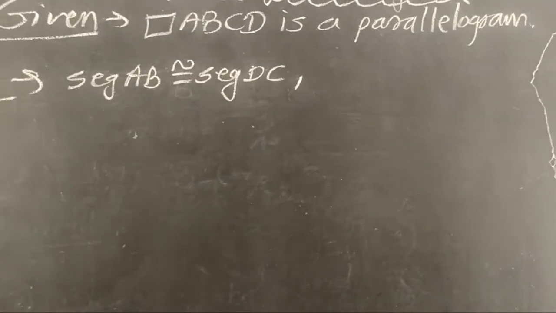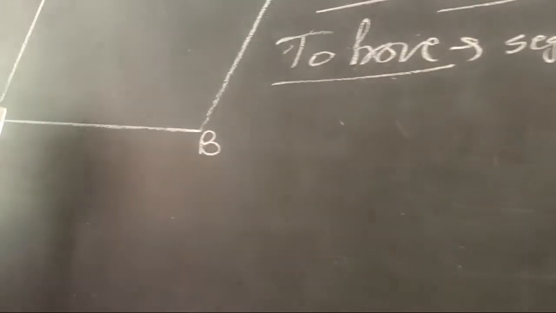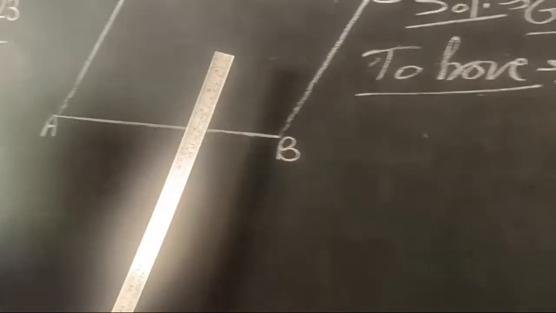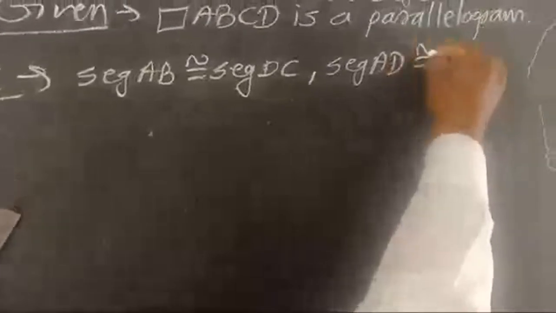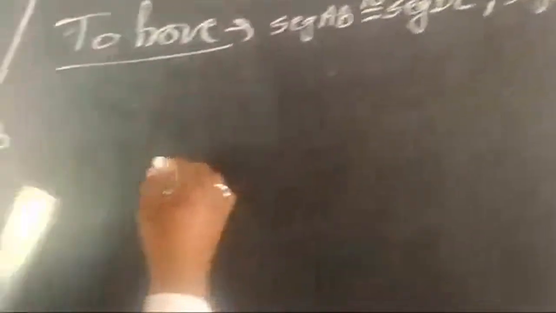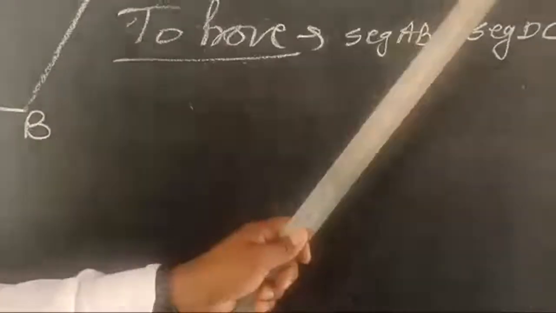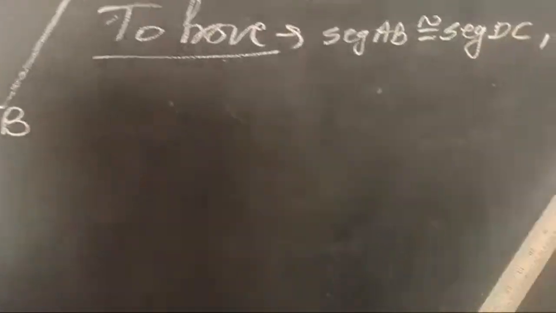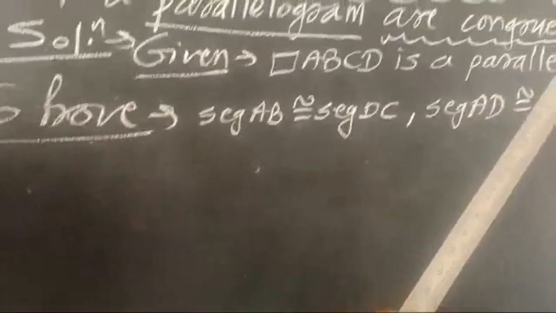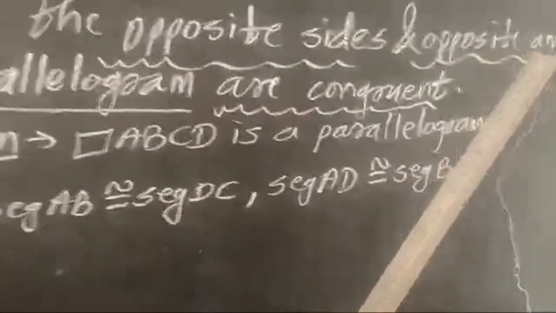Another pair is segment AD congruent segment BC. Opposite sides we write here. Then we write opposite angles.